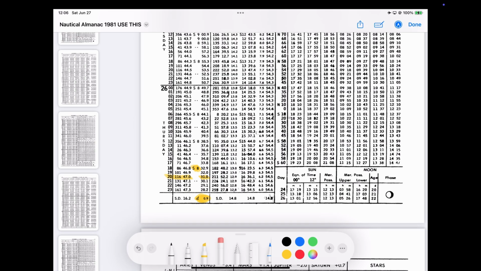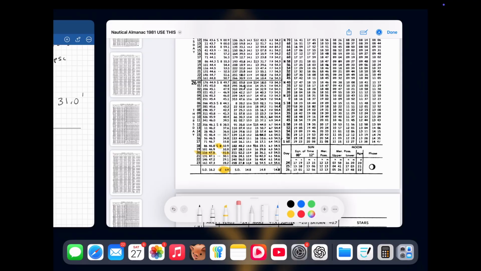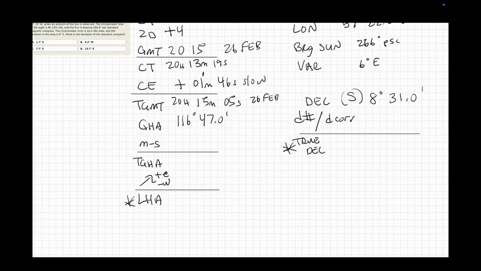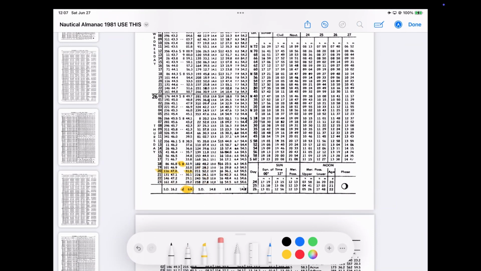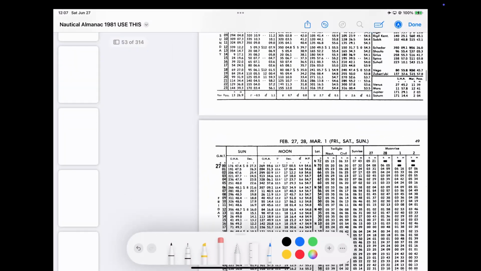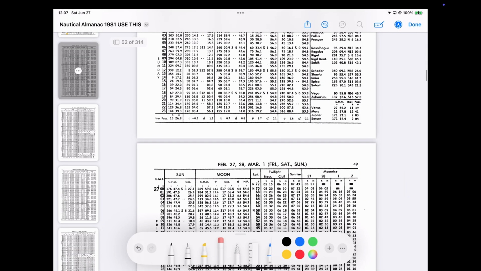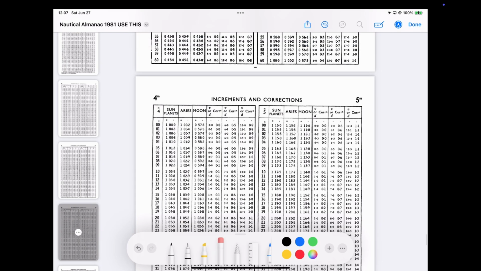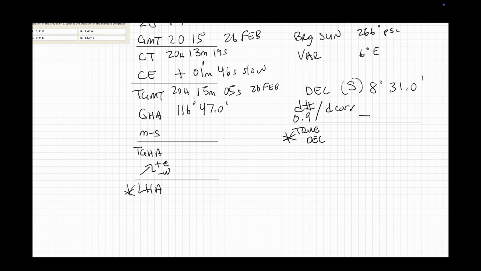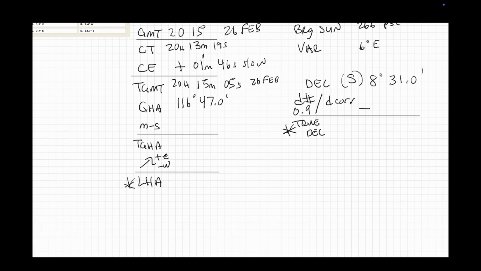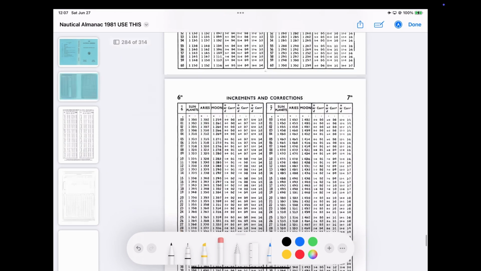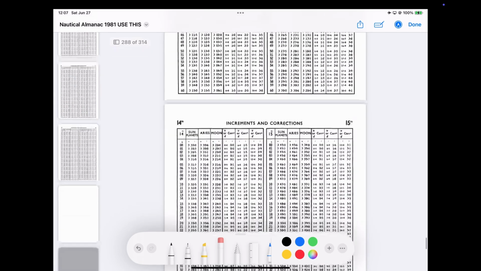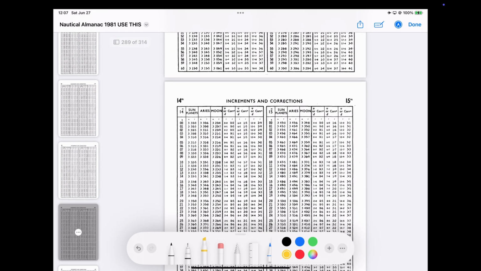So the D number is 0.9, and we notice it's decreasing, so it's going to be a minus correction. That's easy right there. Now we go back into the Nautical Almanac and flip to the end of the book where you have the increments and corrections. We're looking for 15 minutes, 5 seconds, from our GMT. 15 minutes.